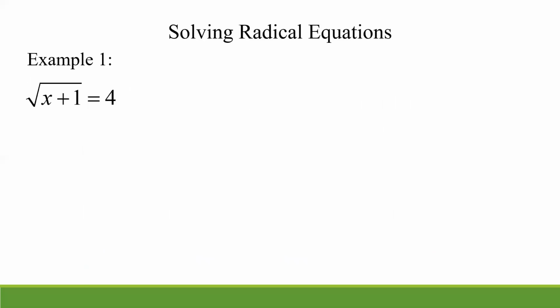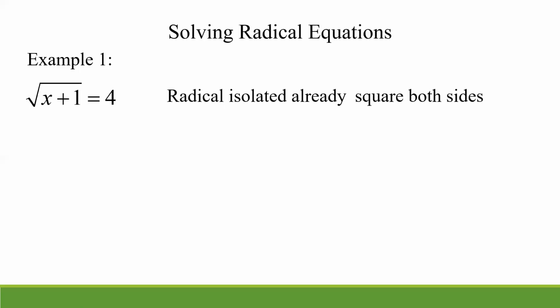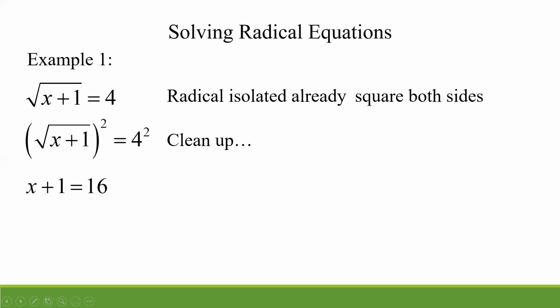So let's go and jump into an example here. I'm going to start off easy and then get progressively a little more complicated, but it's really going to be the same process all the time. The first one we have is the square root of x plus 1 equals 4. Notice in this case the radical is already by itself on the left-hand side, so that's fine. So we need to square both sides. It'll look like that if you're writing it down. And then we're just going to clean it up. Whenever this happens, the square and the square root cancel each other out. That's what I call cleaning it up. So it's going to be x plus 1 equals 16, of course, 4 squared. And then just get x by itself.